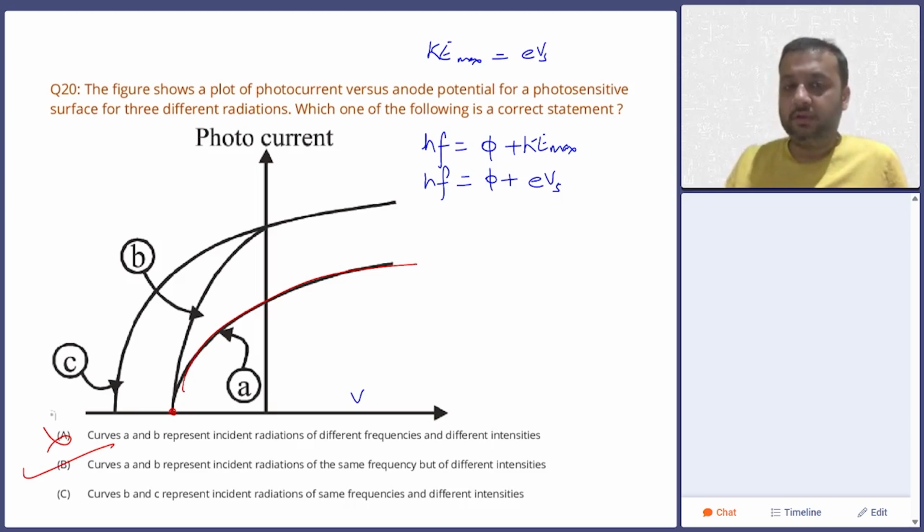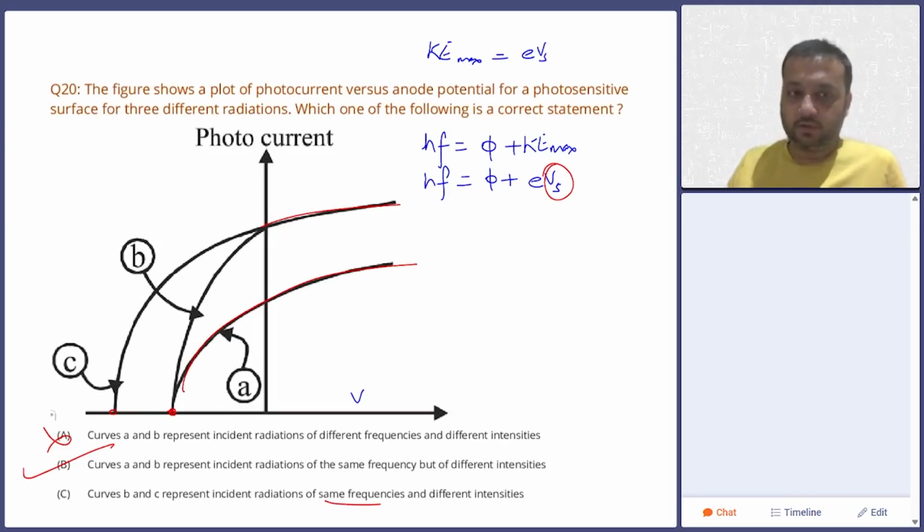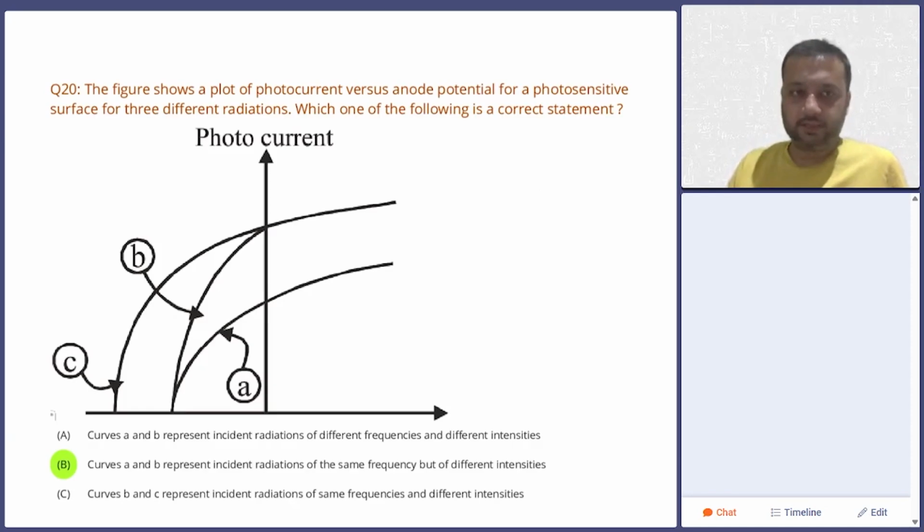In B and C, the saturation current is the same, but the stopping potential is different. So for B and C, the frequency will be different because, as I said, the stopping potential is different. Phi was the same for both radiations, but Vs is different, so we can say that the frequency will be different. But options C and D both say same frequency, so both the options are wrong. I hope you have understood. Let's move to the next question.